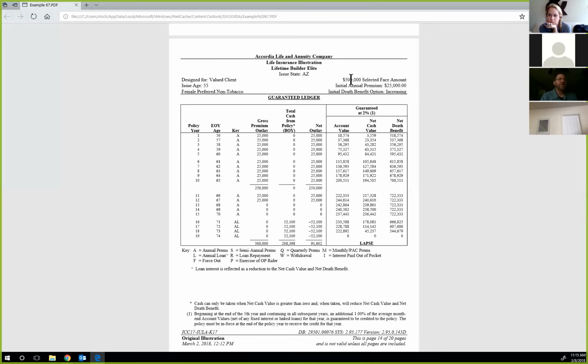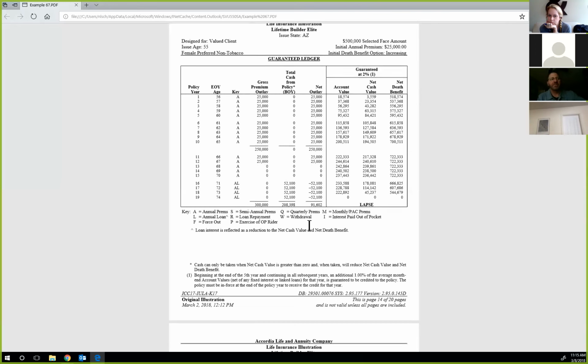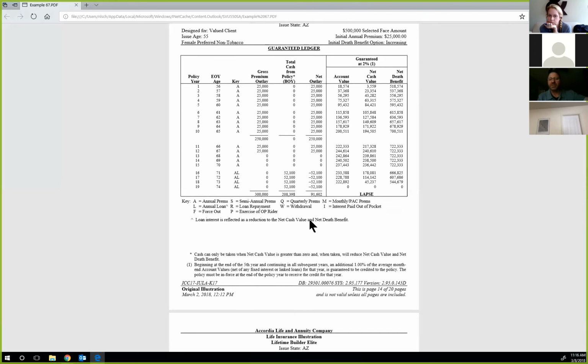Okay. So that's how index life works in a nutshell. I mean, I could drill down deeper and deeper. I think you get the gist of it. You understand the mechanics and the moving pieces, and you can see that a premium of, for example, $25,000 can generate a very substantial income, $52,000 a year, tax-free.